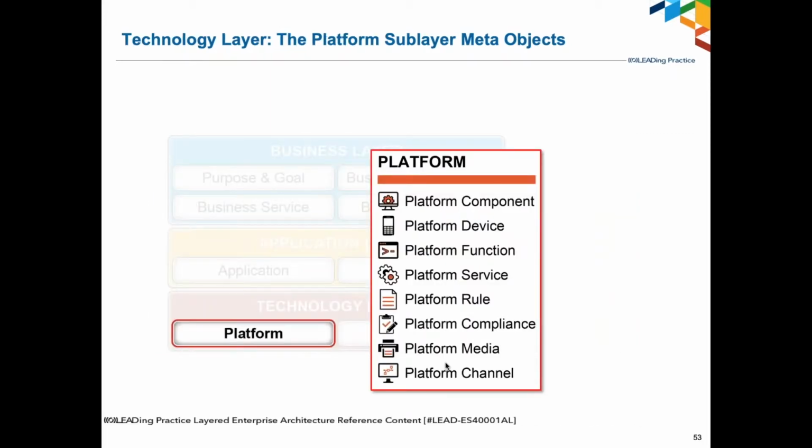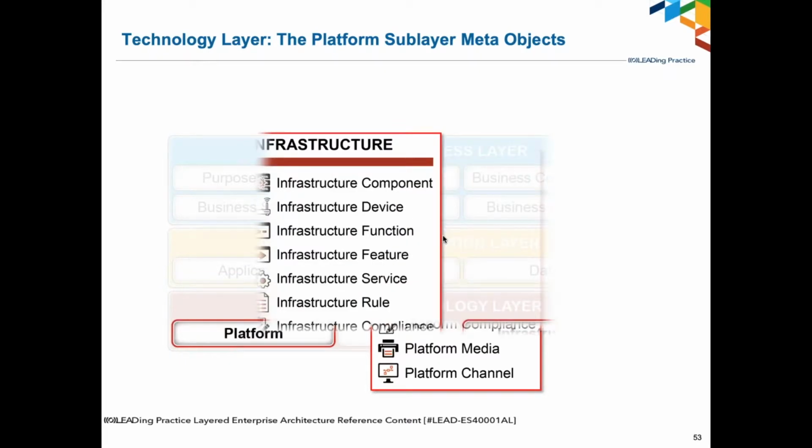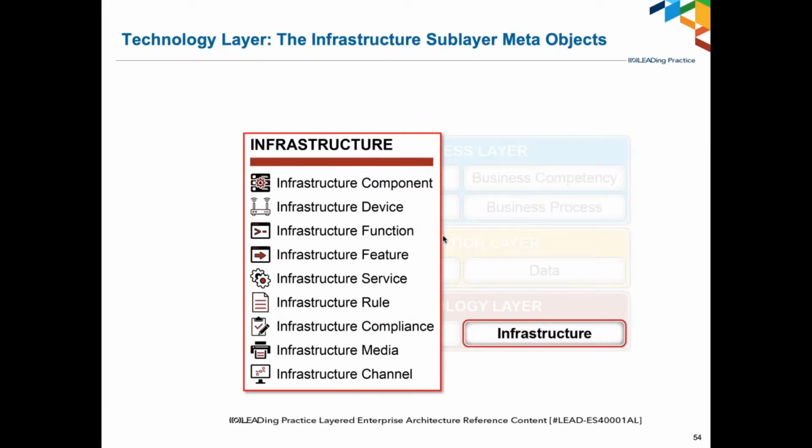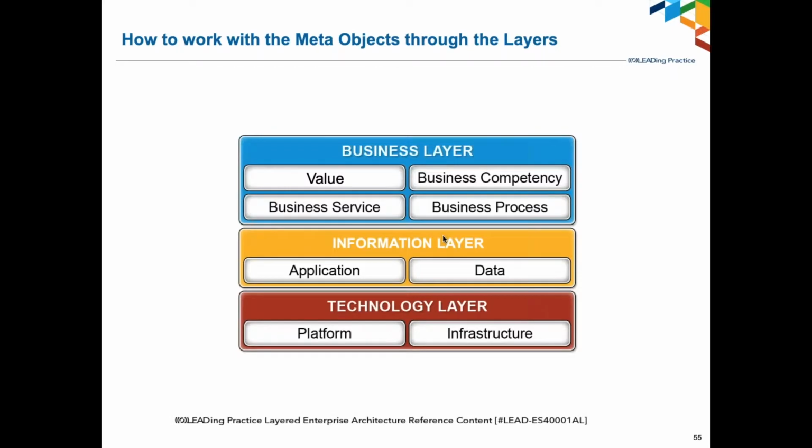Obviously, the platforms are on top of that. There are platform services, platform rules, platform devices, meaning smart things, barcode scanners, etc. And we have the infrastructure, which is the technology layers. So let's look at how all of this fits together, and let's start with a BPMN model.